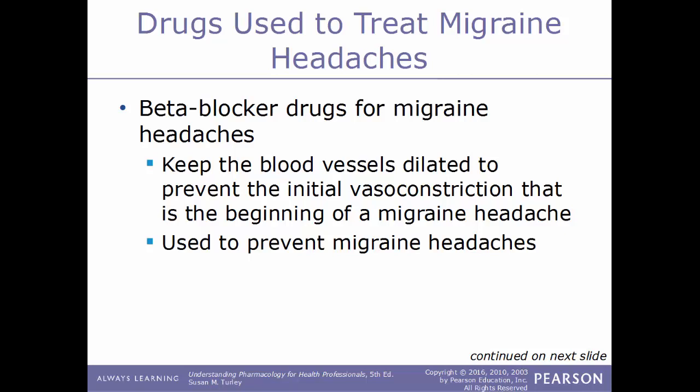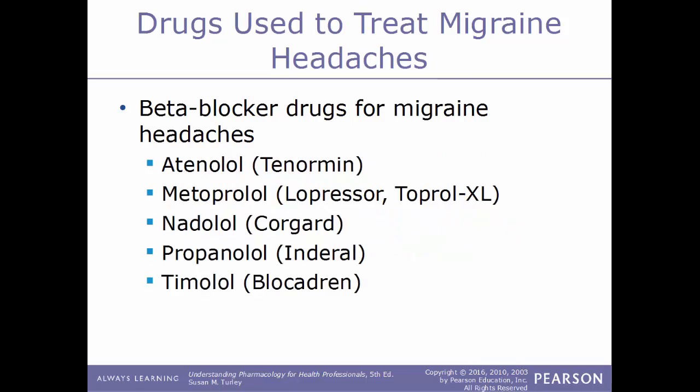Another class of drugs that are used to treat migraines are beta blocker drugs. These work to keep the blood vessels dilated to prevent the initial vasoconstriction that's the beginning of a migraine headache. So these are used to prevent migraines. Some examples of this kind of drug are atenolol, also known by the name Tenormin; metoprolol, known by the names Lopressor or Toprol XL; nadolol, also known as Corgard; propranolol, known by its trade name Inderal; and timolol, which is known by its trade name Blocadren.